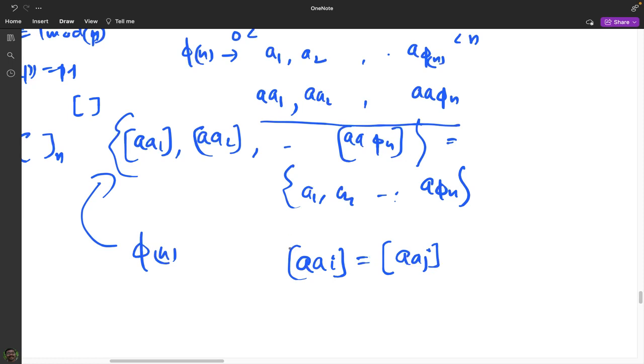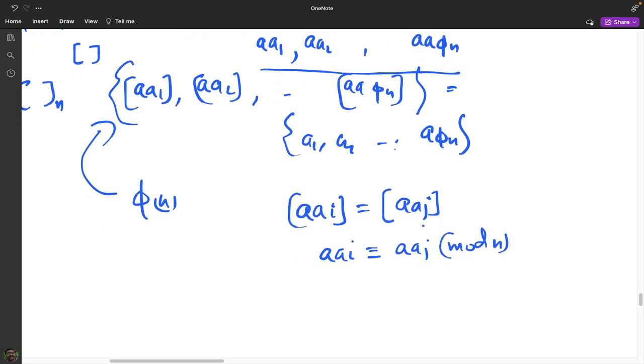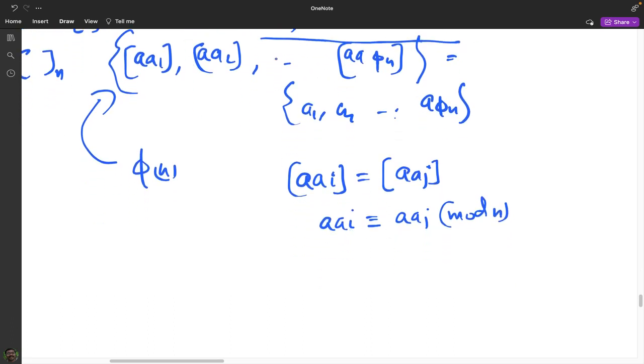Okay, what does that mean? That means that a·ai is congruent to a·aj modulo n. That is why they are getting the same remainder, right? So they are leaving the same remainder. That means a·ai is congruent to a·aj modulo n. What does that mean? It means n divides a·ai minus a·aj, right? By the definition of modulus. So that means n divides a times (ai minus aj).